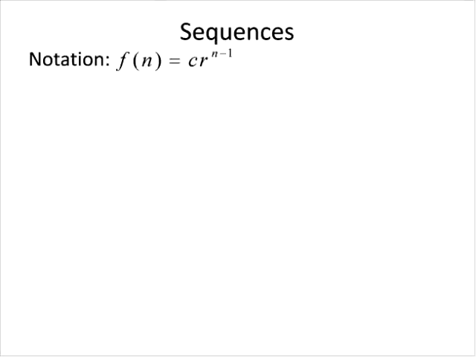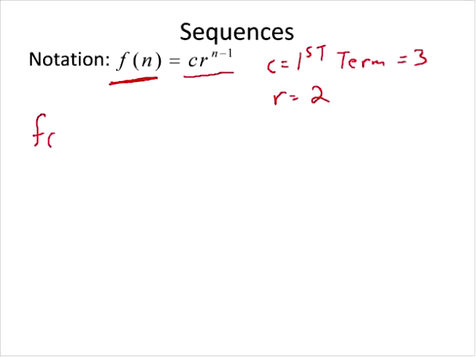Okay, let's get some notation for this one. Here's just another way of writing the general term as a function: f of n is equal to c times r raised to the n minus 1 power. c will be the first term, which in our example was a 3. r is the common ratio, and the common ratio is a 2. So our general term should look like f of n is equal to 3 times 2 raised to the n minus 1 power.